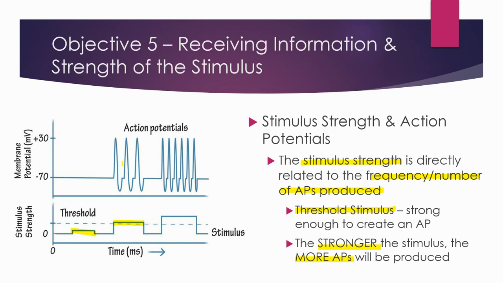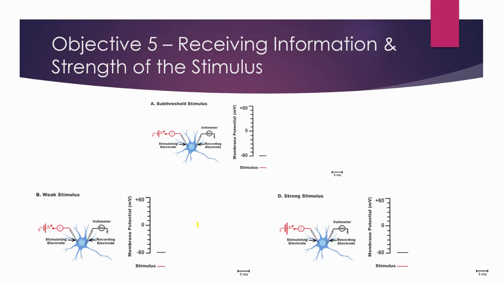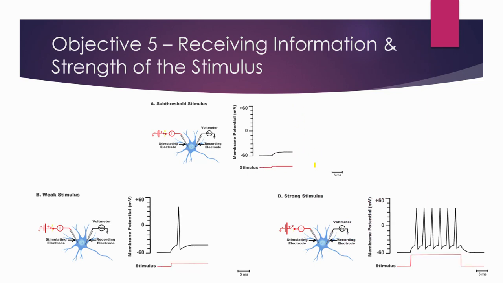So you can see that each peak represents an action potential. Here's an even stronger stimulus. It does meet threshold and it goes over, and so we get more action potentials from that stronger stimulus. So here's another example. It's kind of hard to look at all 3 at once, but over here we have a subthreshold stimulus. Doesn't quite meet that minimum level, and notice no action potential occurs here. Here we have a weak stimulus. It does meet threshold, but we only get 1 action potential out of that. And then over here we have a strong stimulus. It does meet threshold, and we get multiple action potentials.